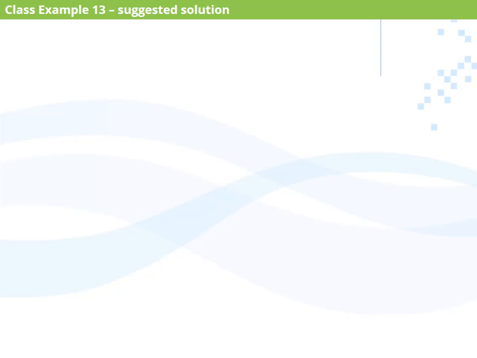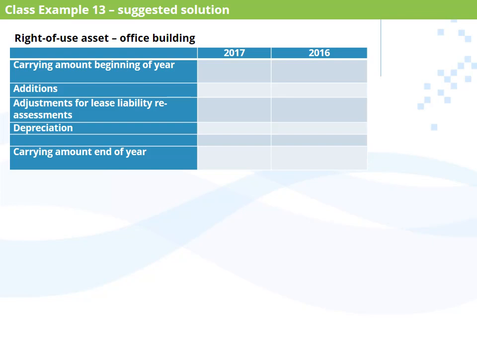The first one relates to the right of use asset for the office building. So just important on disclosure here. You do a right of use asset note per class of transaction, per class of asset. So this is for the office building, because the question asks for the presentation and disclosure as at 31 December 2017.